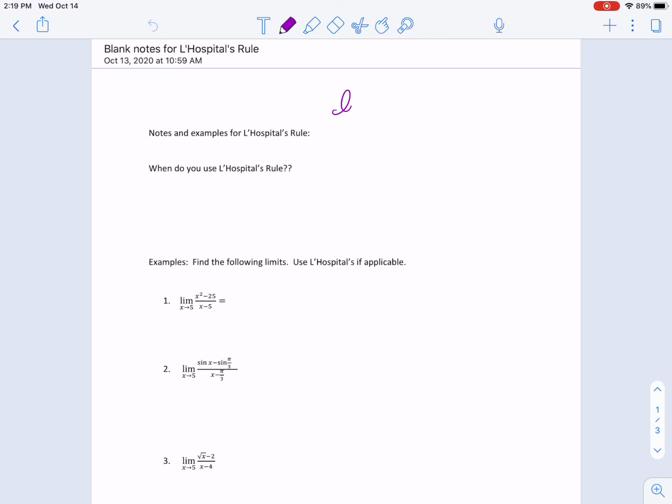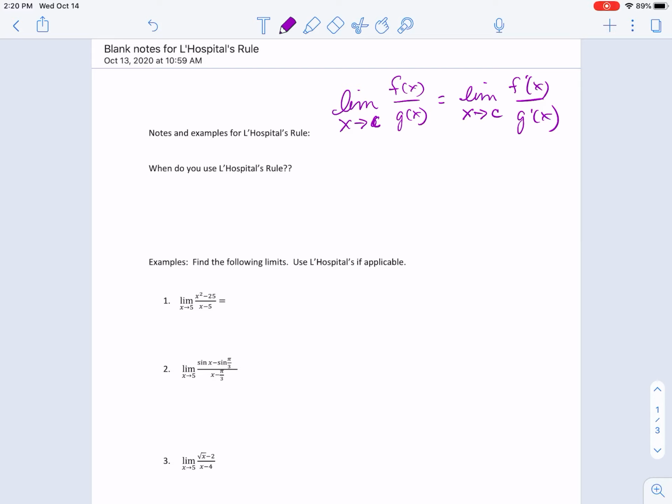It says if I take the limit as x goes to c of f of x over g of x, it's the same as taking the limit as x goes to c, that's not 0, that should be c, of f prime of x over g prime of x. That's what the rule says.